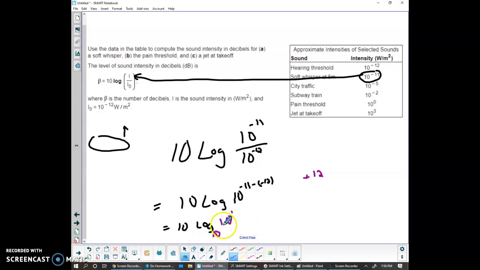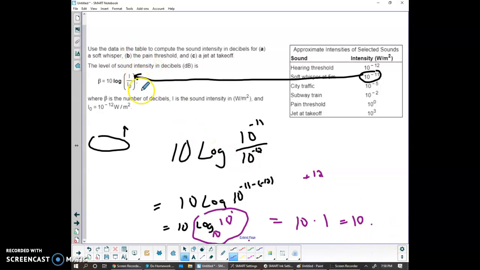So you're thinking in your head, logs determine the exponent. So 10 to what power is 10? So log of 10 is actually log base 10 of 10. So this is equal to 10 to what power is 10? 10 to the first power is 10. So this is just 10 times 1. And so your answer is 10. Okay, so the number of decibels of a soft whisper would be 10 decibels.